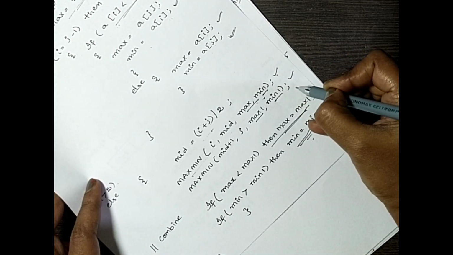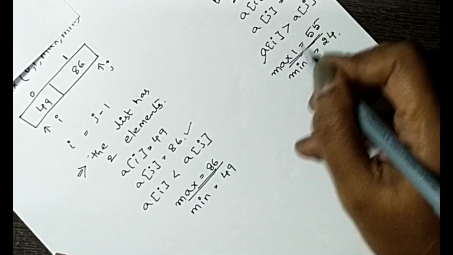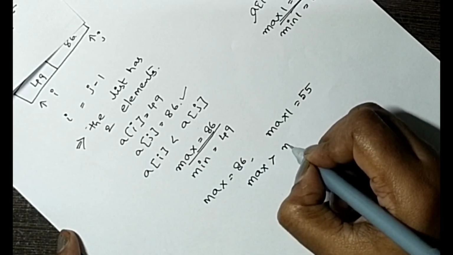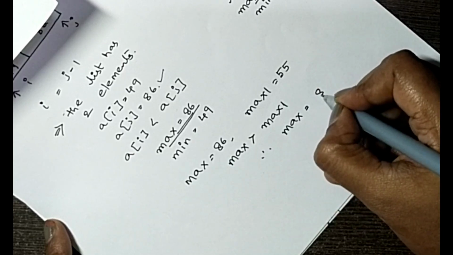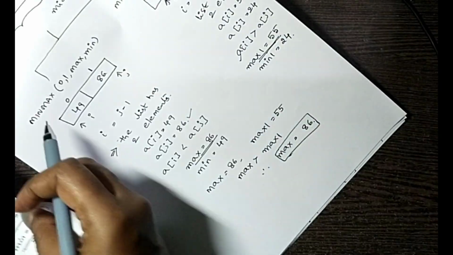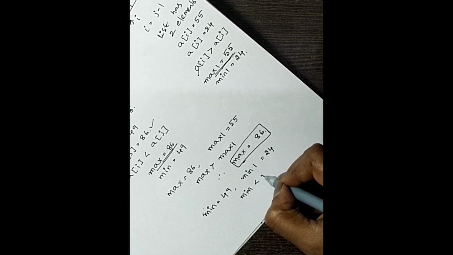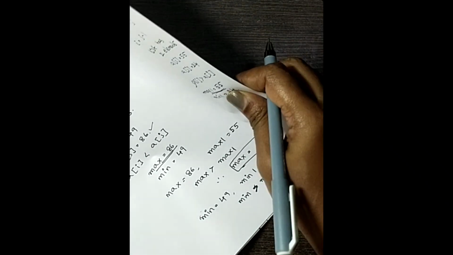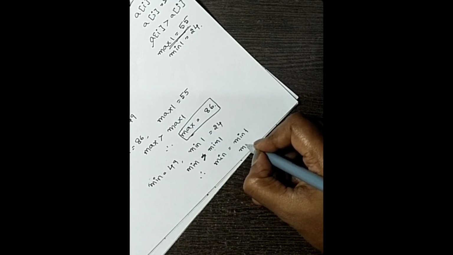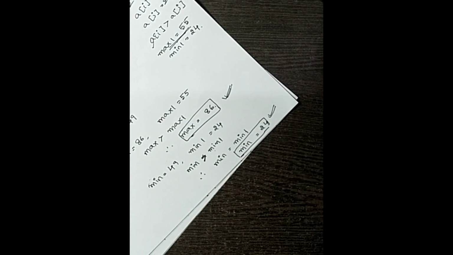So after calling the max-min function recursively, we have to combine the results. Max equals 86 and max 1 equals 55. We have to compare max with max 1. We have to compare the minimum elements also. Min equals 49 and min 1 equals 24. Therefore min equals min 1. This is how we find the maximum value and minimum value of a list.